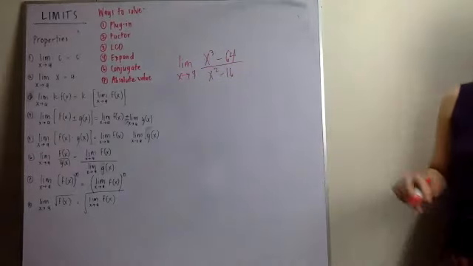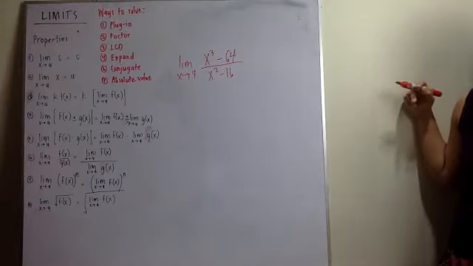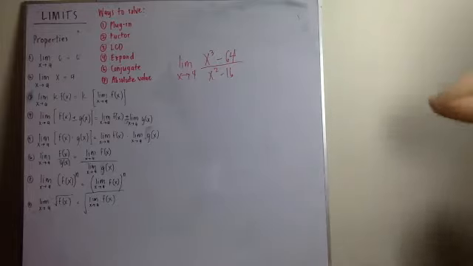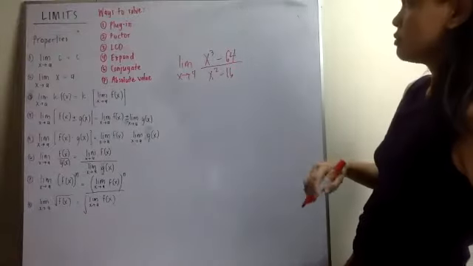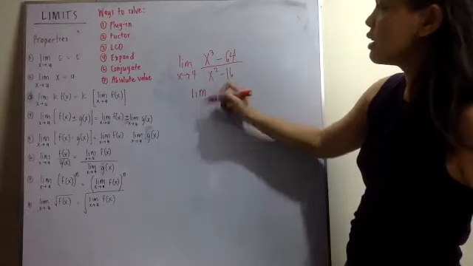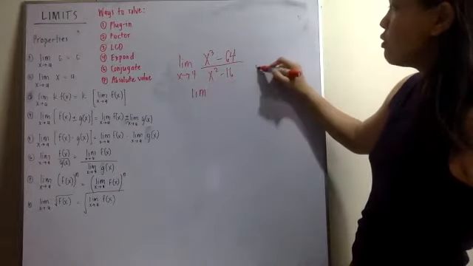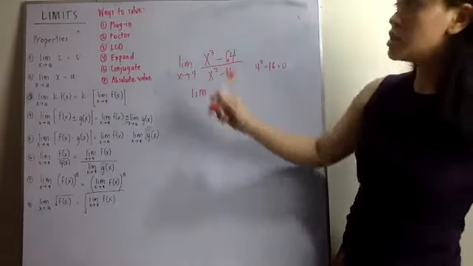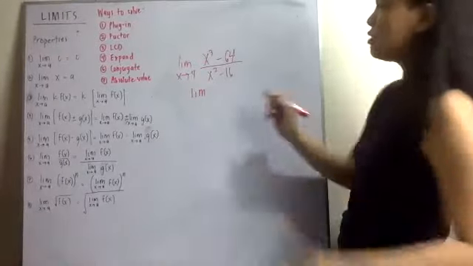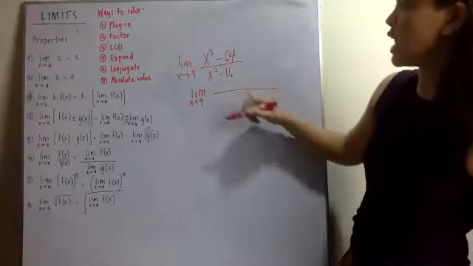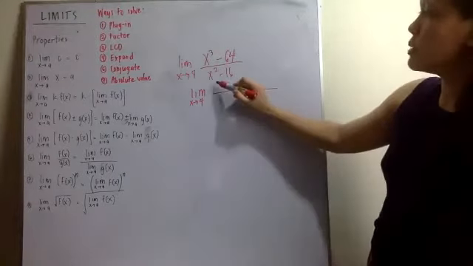Okay. How about this one? Anong factors nitong nasa taas? Okay, if we check this one, 4 squared minus 16, that's equal to 0. So yung denominator natin is 0. So hindi mag-work yung plug-in method. So mag-factor tayo. Okay, ano itong nasa taas? Cube, difference of 2 cubes. So ibig sabihin meron tayo.